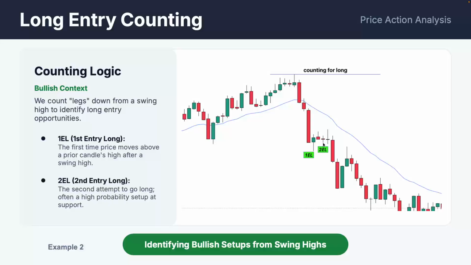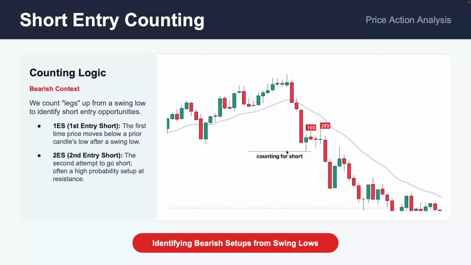Similarly, counting for the short from the swing low, you can see this bar broke the low of the previous bar. So this bar is marked as first entry short. Then the second time a bar low was broken here, this red bar broke the low of the previous bar. So this will be marked as second entry short. This is the signal bar of second entry short.